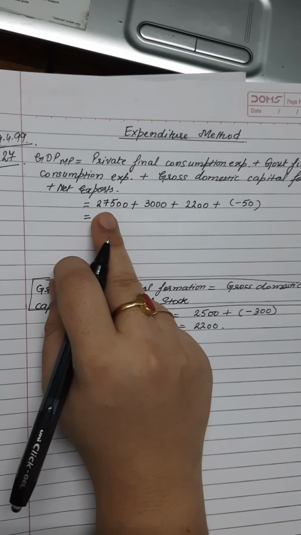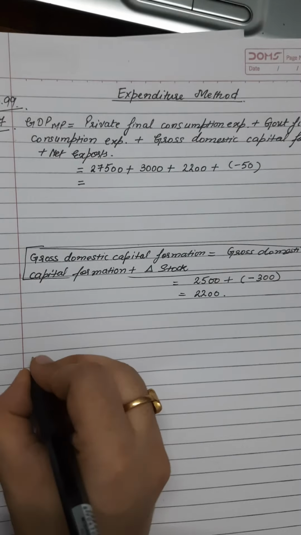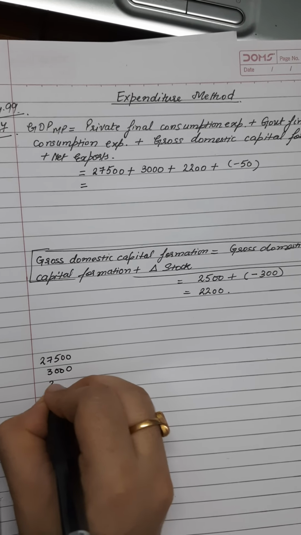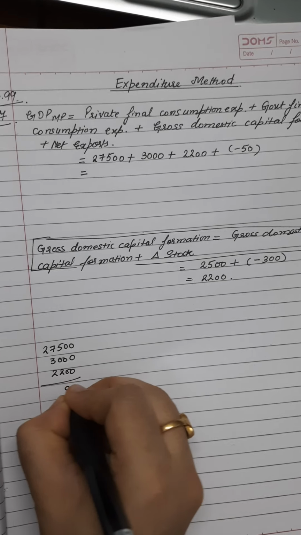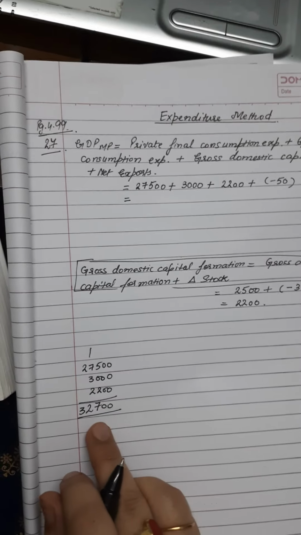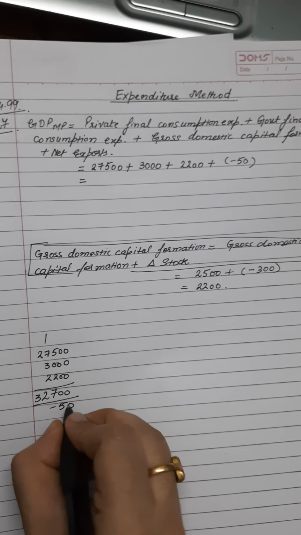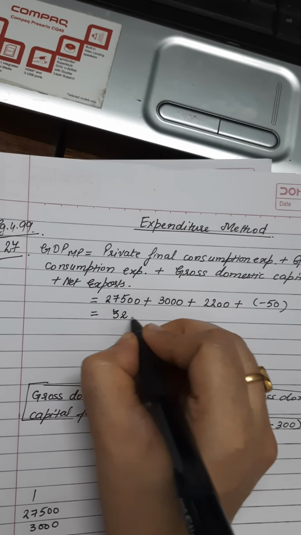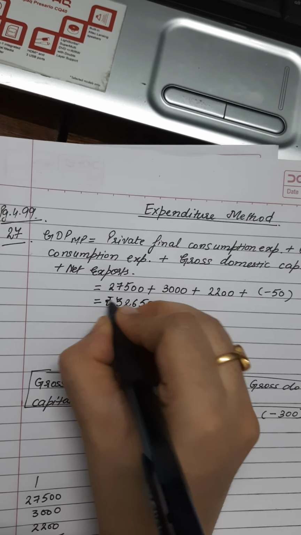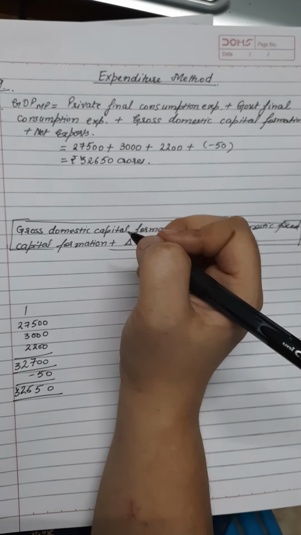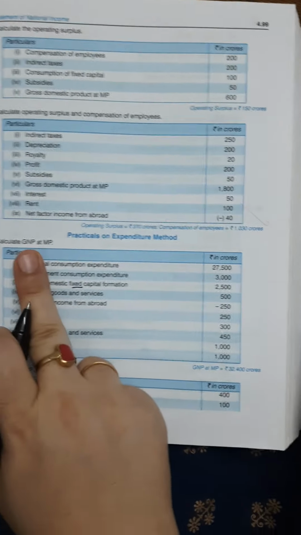So let's do the calculation part. 27,500, 3,000, 2,200. How much we are getting? 32,700. Now I reduce 50 from here. 32,650. So my GDP MP value is 32,650 in crores. Okay, now I will calculate what is required in the practical.